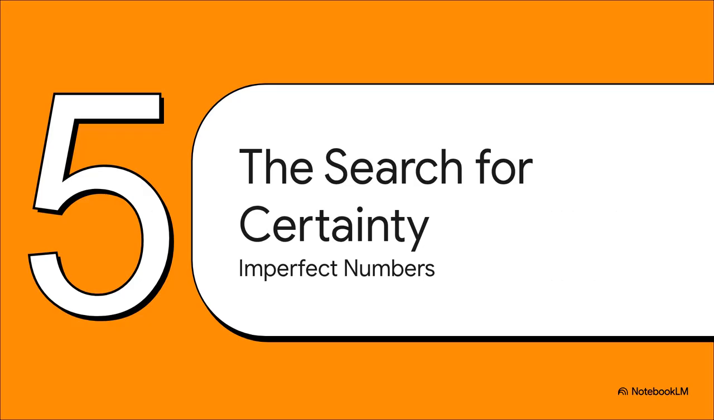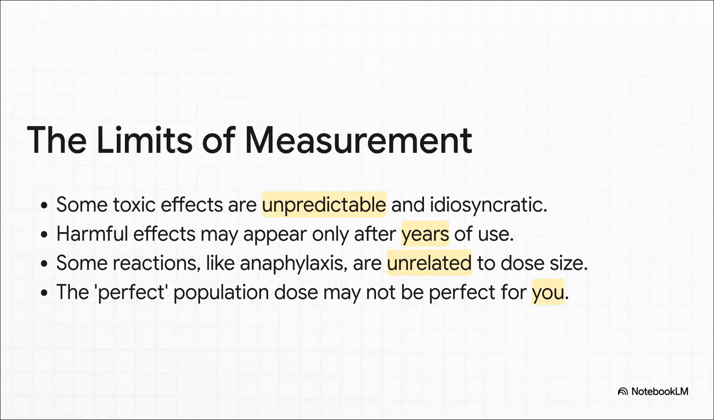Okay, so the margin of safety is clearly a huge improvement. But here's the thing. The search for a single perfect number that can guarantee safety for everyone, it's just not possible. Why? Because human biology is incredibly, beautifully, and sometimes frustratingly complex. I mean, the reality is some side effects are just plain unpredictable. They're what we call idiosyncratic. Some bad stuff might not show up for years, even decades. And then you've got things like a severe allergic reaction, which isn't about the size of the dose at all. And this is the most important part. The perfect dose for the average person might not be the perfect dose for you.